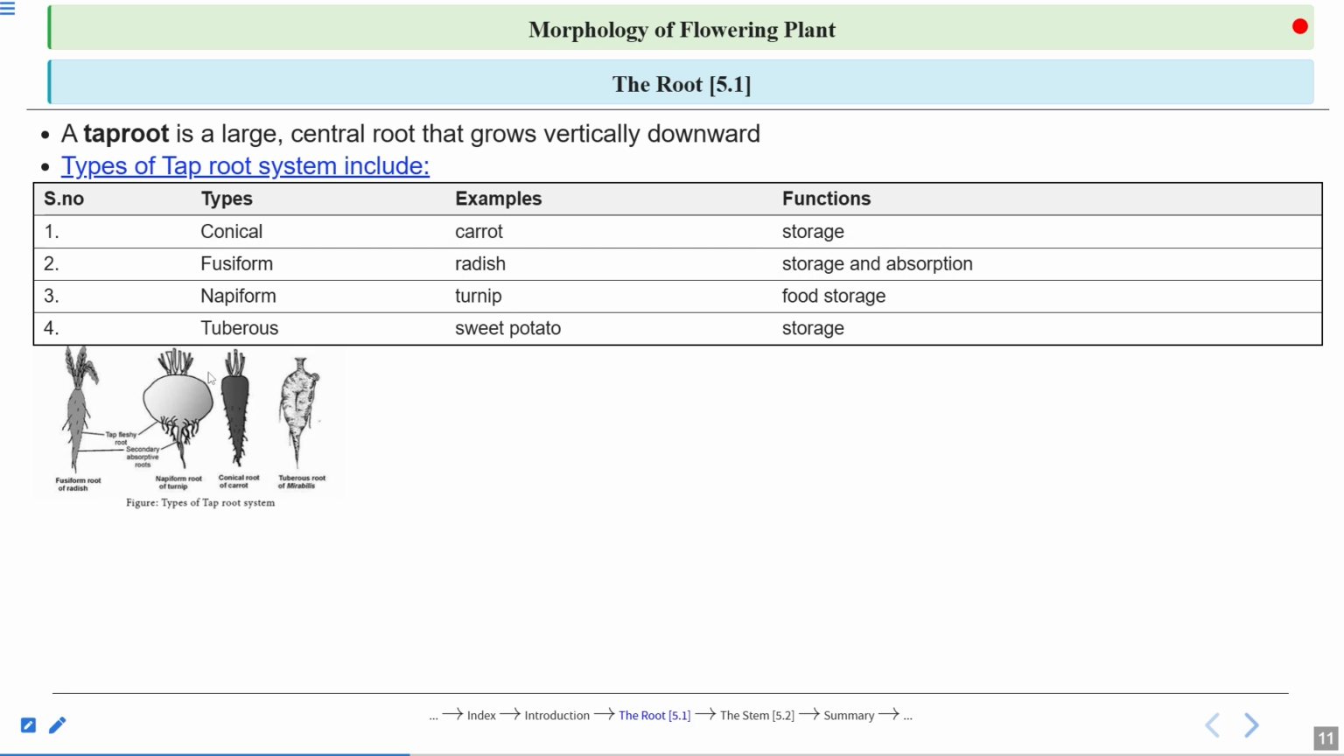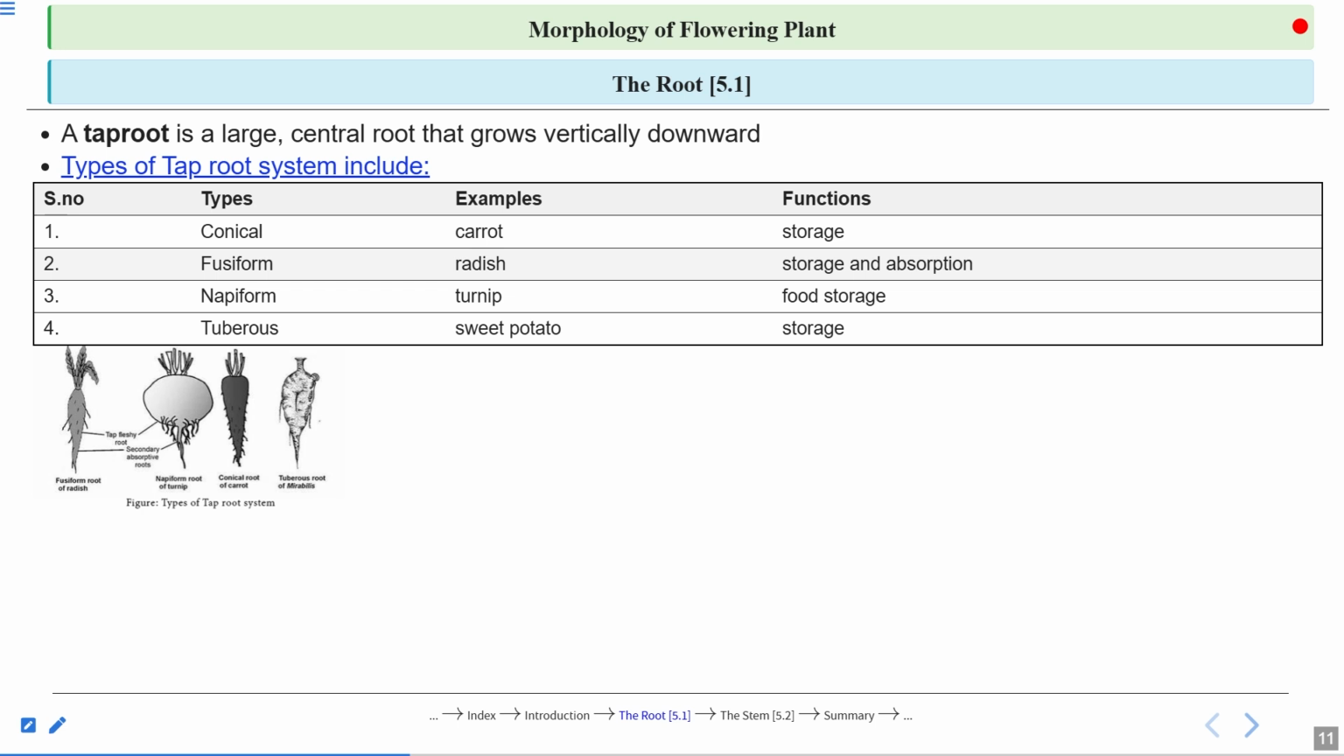The second one, the shape is the fusiform root of radish. So fusiform type of root we see in the case of radish. Storage and absorption. It stores the food material. Radish stores all the food material in its root only. And that is why the roots become very swollen. And that is why we consume its roots, right?